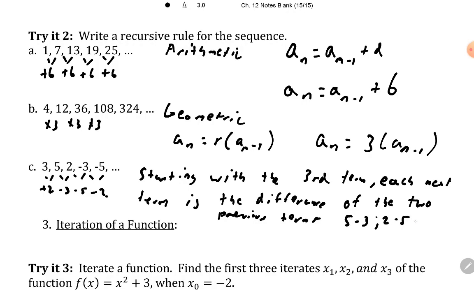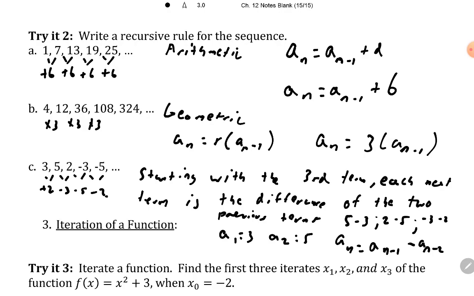That one's a hard one. So the rule for this one is a sub 1 equals 3, a sub 2 equals 5, a sub n equals a sub n minus 1 minus a sub n minus 2. That's a little rough.